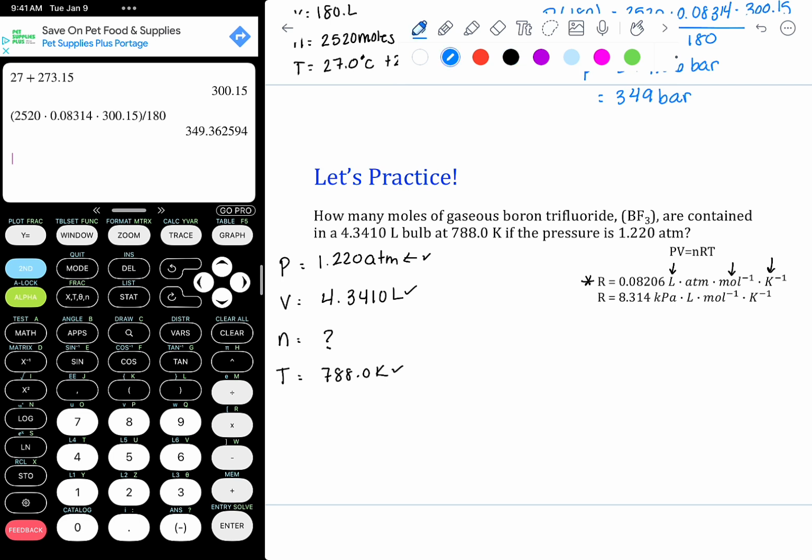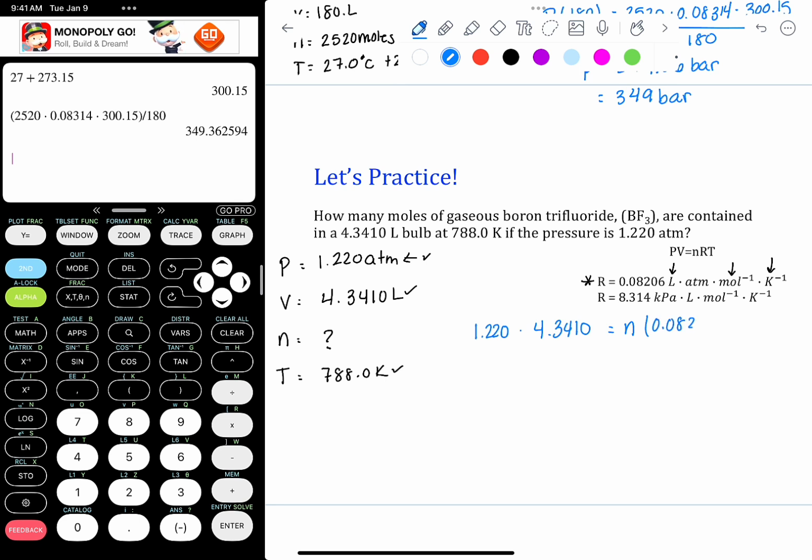We have P, which is 1.220 atm, times the volume, 4.3410, is equal to N, which we're solving for, times the R that we chose, 0.08206, times the temperature, 788.0. And now we solve. To solve for N, we're going to divide both sides by 0.08206 times 788. If you wanted to simplify those first, feel free.